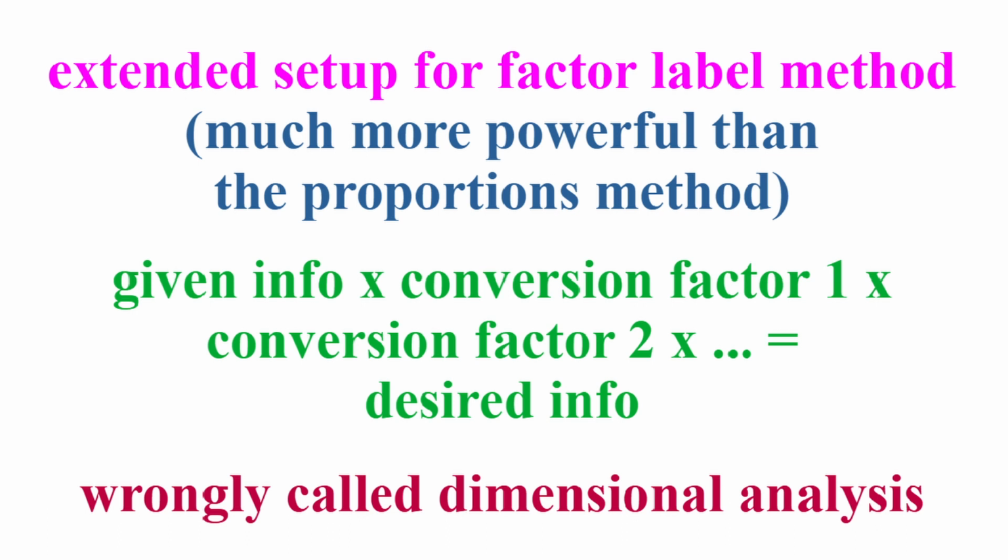equals desired info. In some textbooks and hence by some teachers and professors, the factor label method is wrongly referred to as dimensional analysis. The dimensional analysis is only one part of this method when the cancellation of units is performed. The actual setup, namely given info times conversion factor 1 times conversion factor 2, etc., should correctly be referred to as the factor label method.